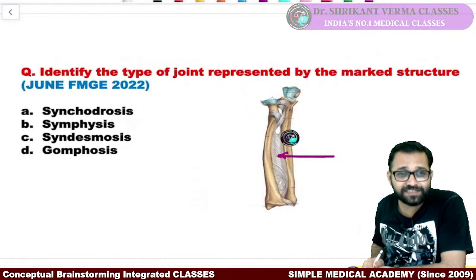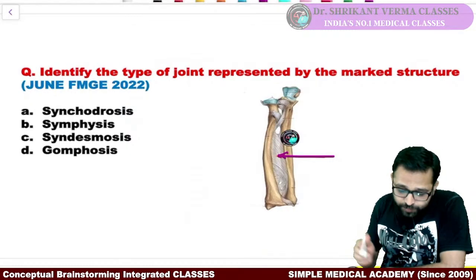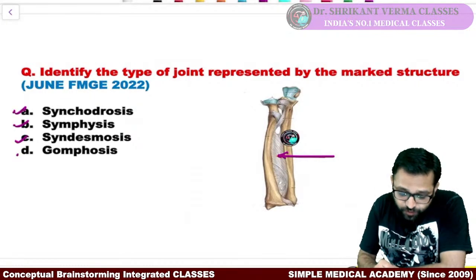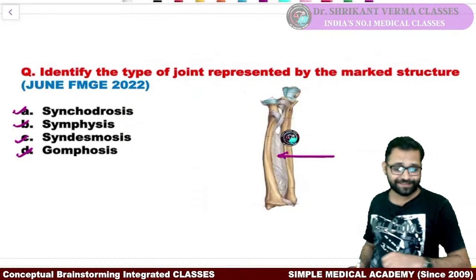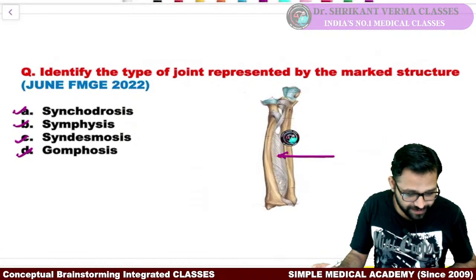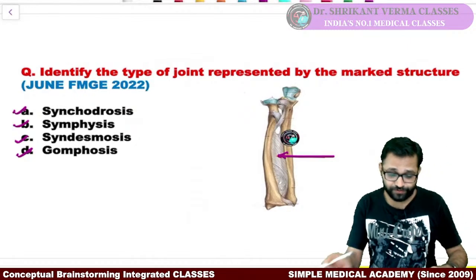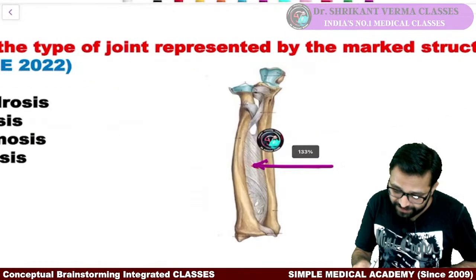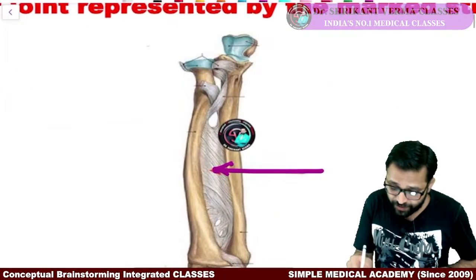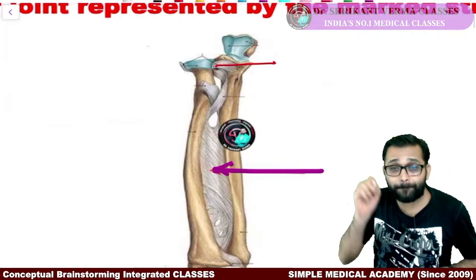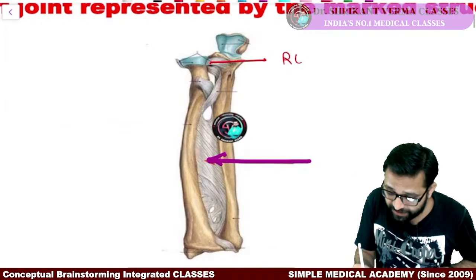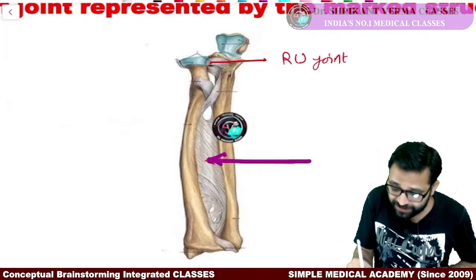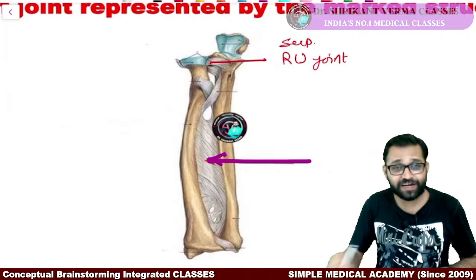I'm looking at the chat box. The option A is synchondrosis, option B is symphysis, option C is syndesmosis, and option D is gomphosis. What is your answer? So yes, fine, very good. So we are going to look for this. See here, this is our radius and ulna. You will observe this is the upper end of the radius, so this is radio-ulnar joint. Yes, it is upside, so this is our superior radio-ulnar joint.